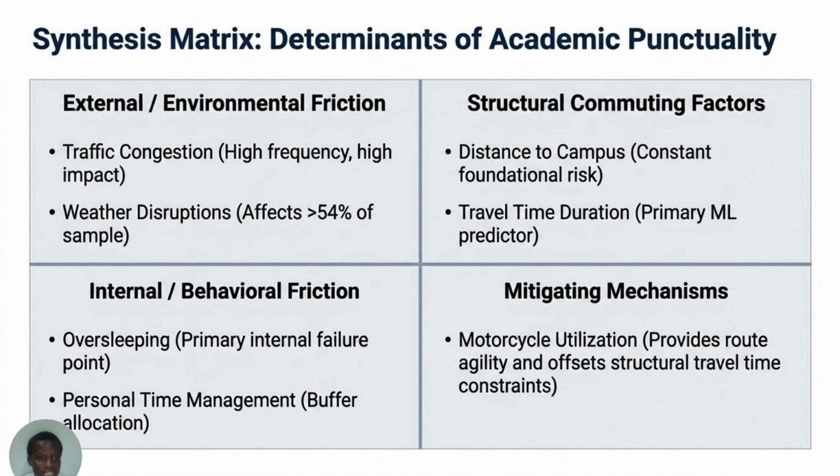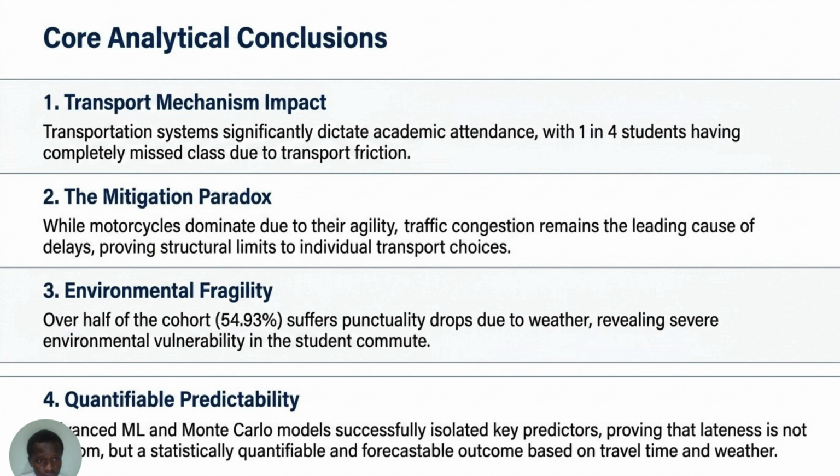This is a synthesis matrix, which shows the determinants of academic functionality. There is external and environmental friction, internal behavioral friction, mitigation, and the last one is structural compounding factors.